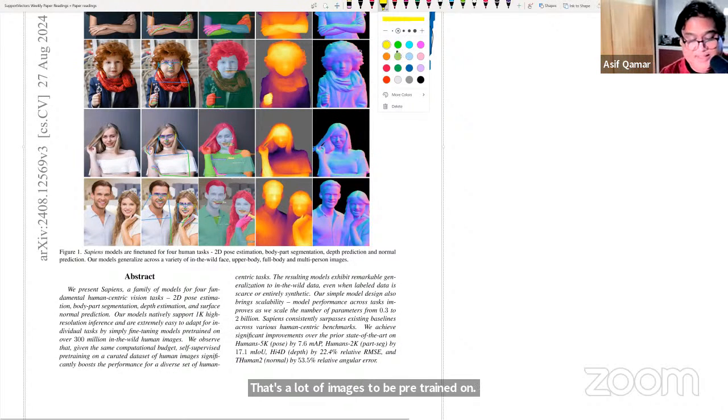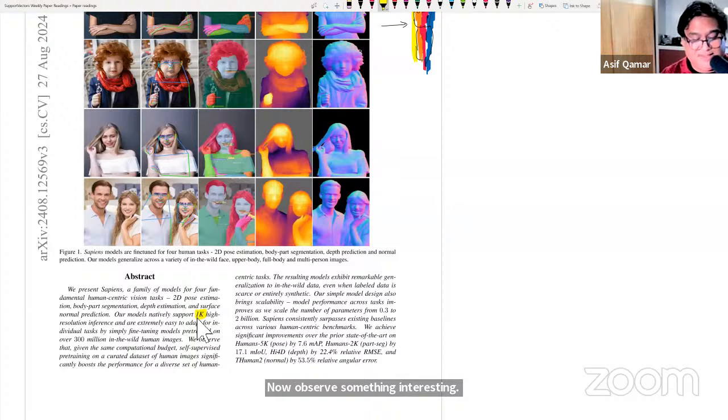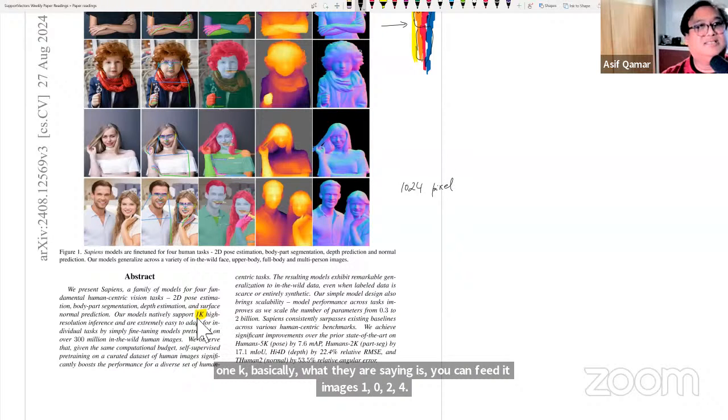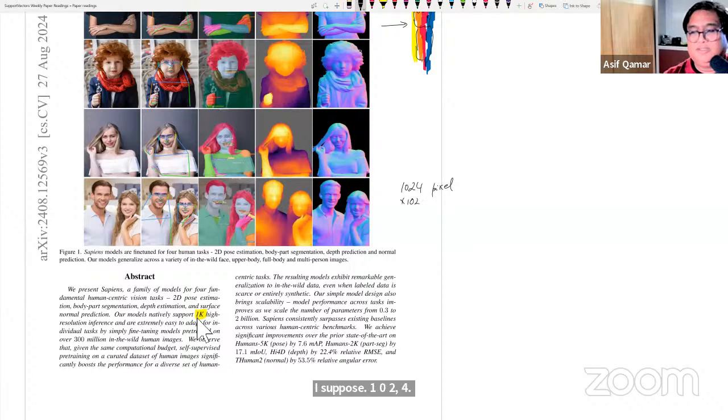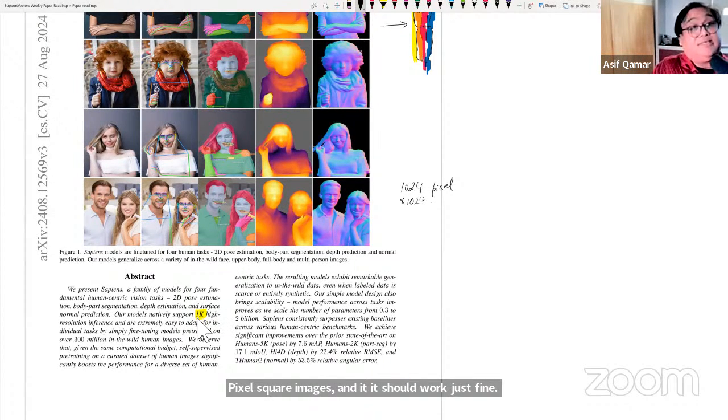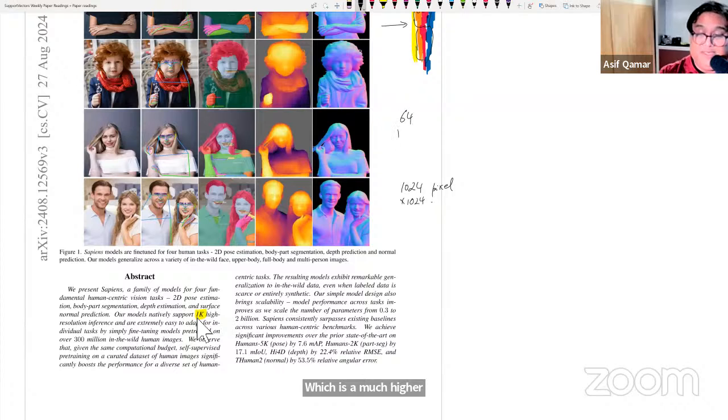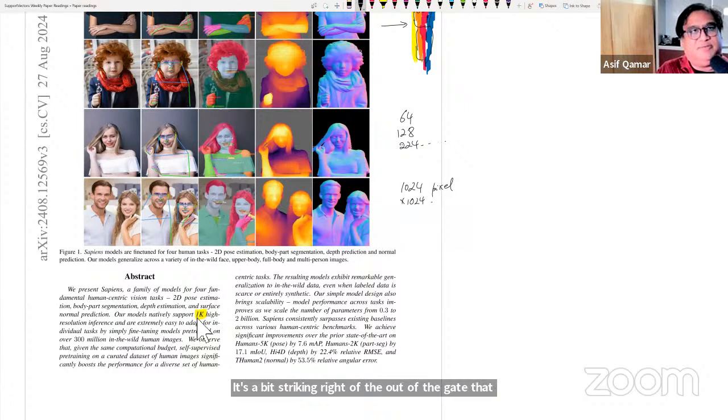Now, observe something interesting. They're training on 1K high resolution, right? They support inference on 1K. What is 1K? Basically, what they're saying is you can feed it 1024 pixel images, I suppose 1024 by 1024 pixel square images, and it should work just fine, which is a much higher resolution. Typically, models, if you remember, are typically 64, 128, or 224 or something like that. These are the usual resolutions at which a lot of the computer vision tasks are done. So it's a bit striking right out of the gate that they're talking of fairly high resolution images that you can do inference on, as computer vision algorithms go.